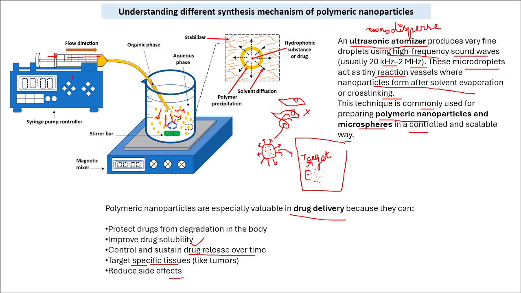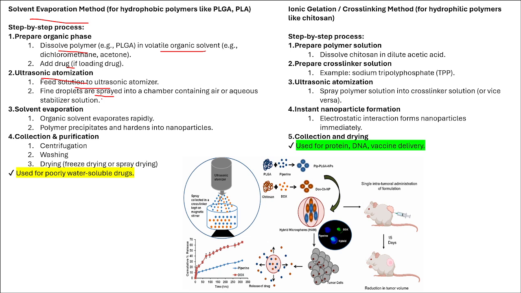This is a collection media. So fine droplets are sprayed into a chamber containing air or aqueous stabilizer solution. Organic solvent evaporates rapidly and the polymer precipitates and hardens into nanoparticles, which is then followed by centrifugation and washing. So this method, solvent evaporation, is used for poorly water-soluble drugs.